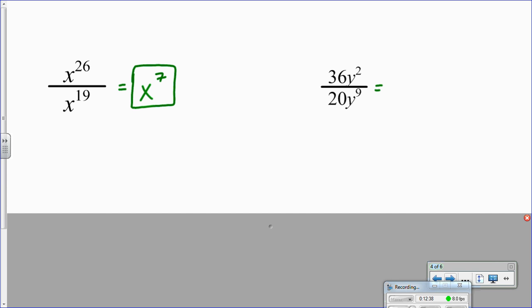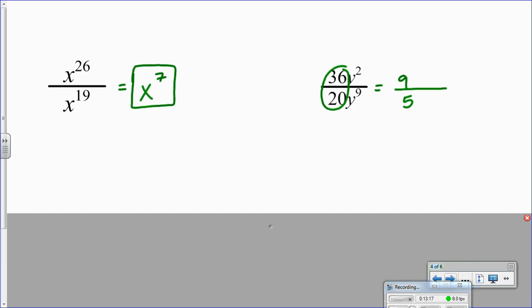Same kind of thing over here. Couple steps I have to do though. So first of all, 36 over 20, those are not a common base, but they're regular numbers. So I'm just going to divide, because that's the operation that's there. And I get a decimal, so I need to leave these as reduced fractions. So I'm going to reduce that fraction, 36 over 20. Okay, so if I do that, I get 9 over 5. So I still have a fraction, which is why I have a bar there.